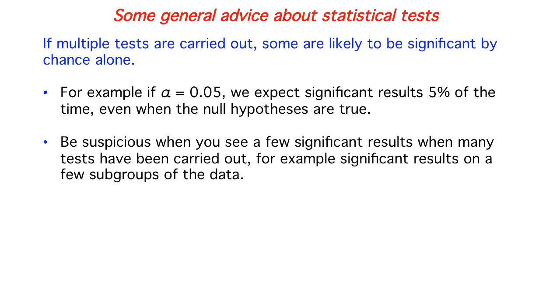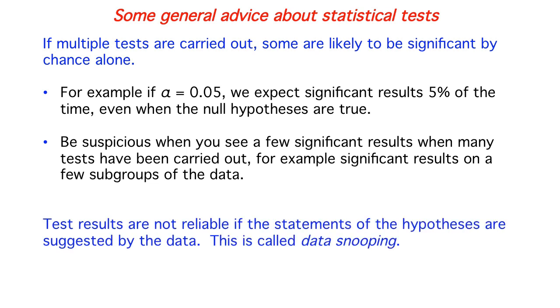So be suspicious when you see a few significant results when many tests have been carried out. For example, if there's no significant result for the entire group being studied, it may be tempting to think of ways to divide the observational units into subgroups and see if there's a significant result in any of those subgroups. But in a test repeated on each of 20 subgroups, one would be expected to have a significant result, a p-value less than 0.05. That's not an interesting result, that's just what we expect.